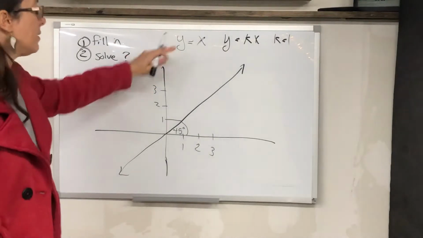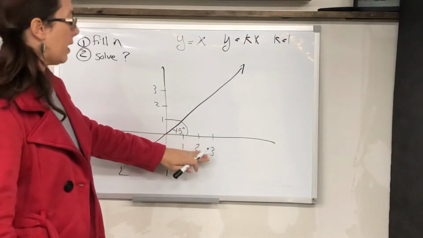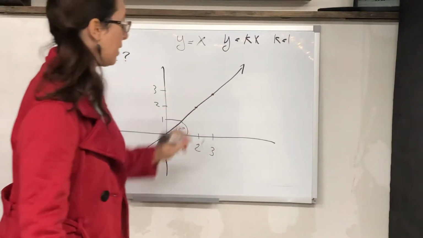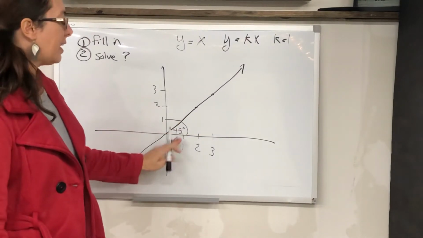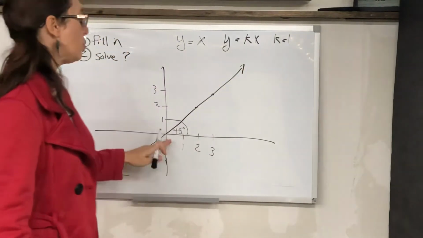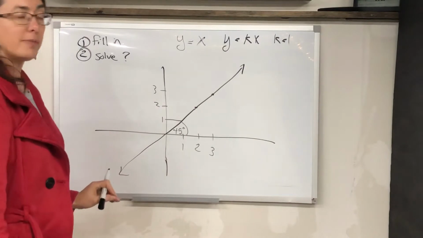It's also y equals kx when k equals 1. All right? So if I go over 1, I'm going up 1. I go over 2, I'm going up 2. I go over 3, I'm going up 3. So if a line is going in a direct proportion where your constant is equal to 1, then you're going to have a 45-degree angle. Okay?